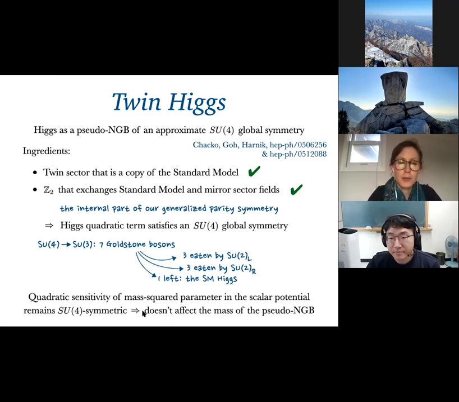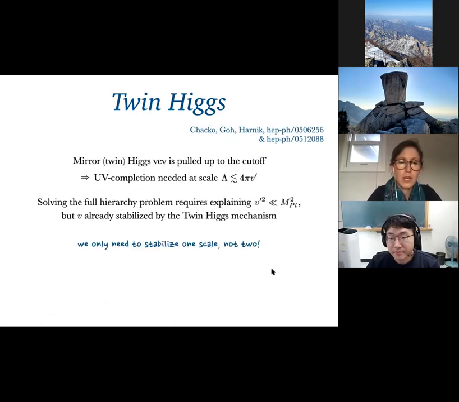And crucially, because of the global C2 symmetry, radiative corrections to the mass squared in the scalar potential will remain SU(4) symmetric, and therefore they do not affect the mass of the pseudo-Nambu-Goldstone Higgs. So the VEV of the mirror Higgs remains quadratically sensitive to physics in the UV, and the theory does need to be UV completed at some scale that is at most a factor of 4π above v', above the VEV in the mirror sector.